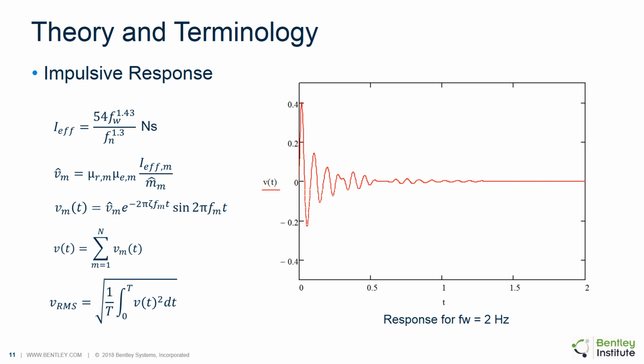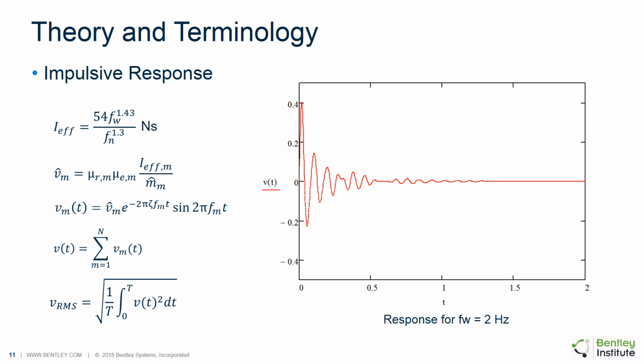Using that modal peak velocity, we can use the next equation to calculate a velocity with respect to time. So that's essentially a time function that is using that peak modal velocity that we calculated in the previous equation. And then from that, we can build up the response of all the different modes. So the last summation there, V sub t, the V as a function of t, is just a summation of all the different modes of the modal velocity with respect to time.